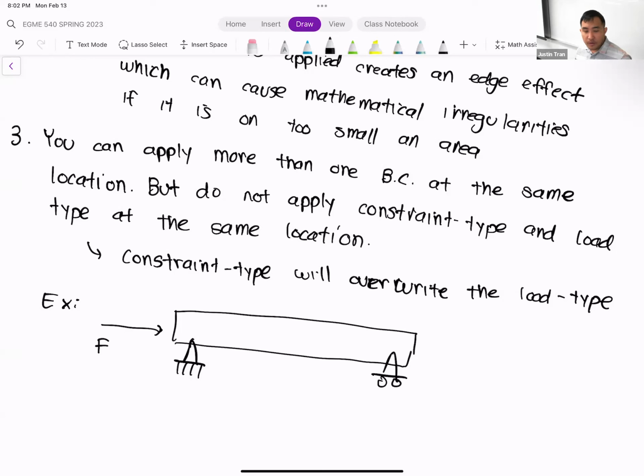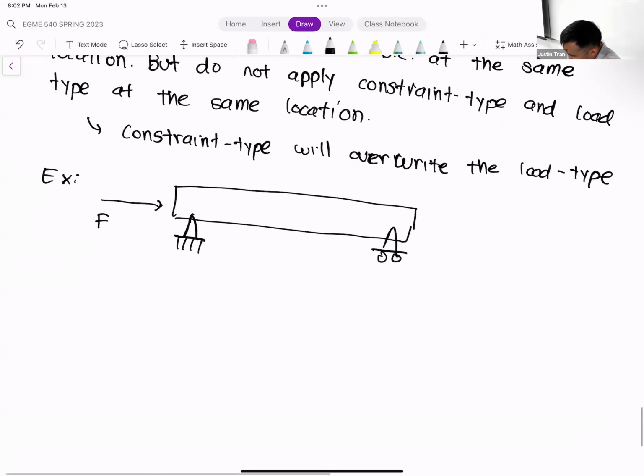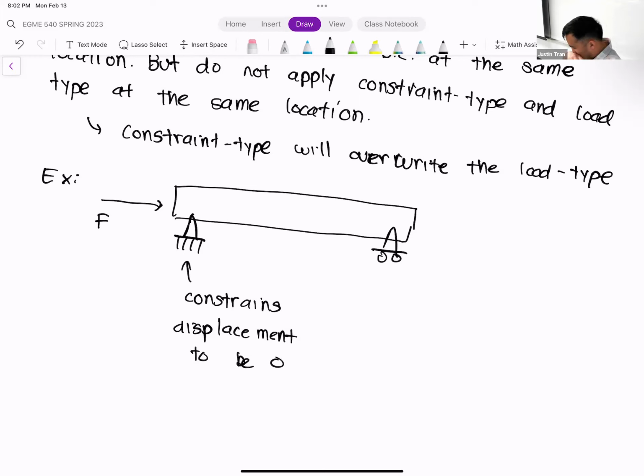Can I repeat the example again? Sure. For this example, we have a beam and we have a constraint type boundary condition on the left. This pin support right here is constraining. It constrains the displacement to be 0 on that side. If you try to apply a load onto that side, so you try to apply a force, then nothing's going to happen because there's going to be no deformation that occurs. You're only going to be pushing. It's basically like you're trying to push on an immovable object.